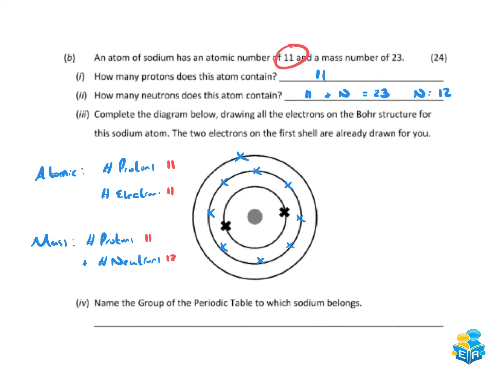Name the group of the periodic table to which sodium belongs. Now remember, this has 1 electron on its outer shell, so that means it's in group 1. If it had 2 electrons on its outer shell, it would be in group 2. If it had 3 electrons on its outer shell, it would be in group 3. But it only has 1, so it's in group 1. And the name of group 1 are the alkali metals.